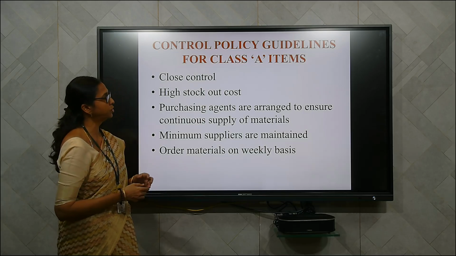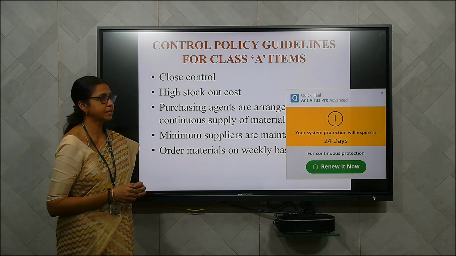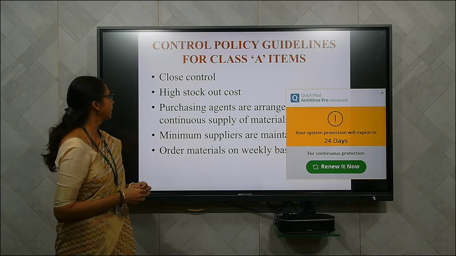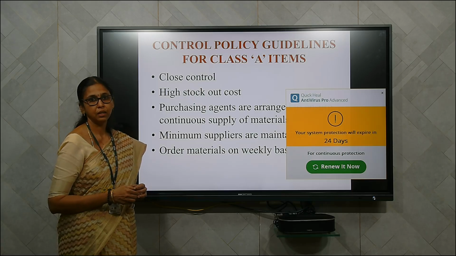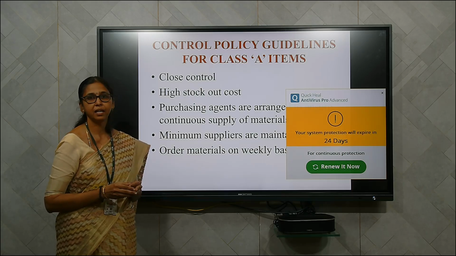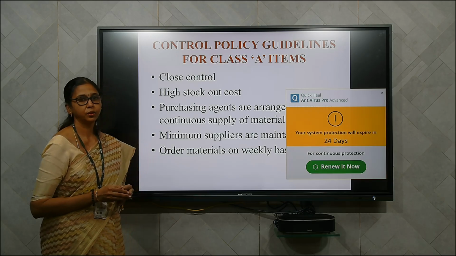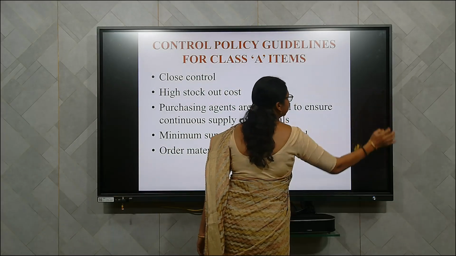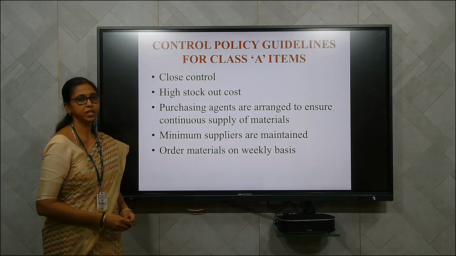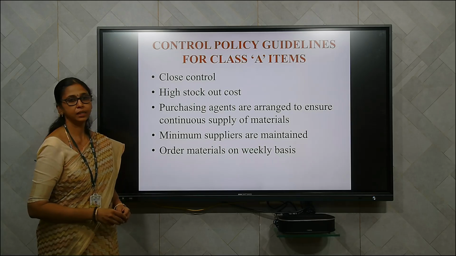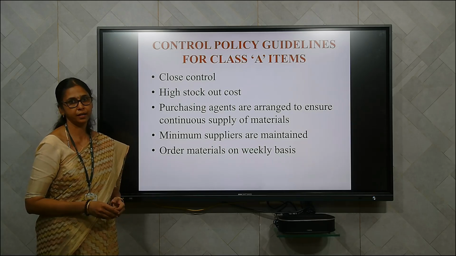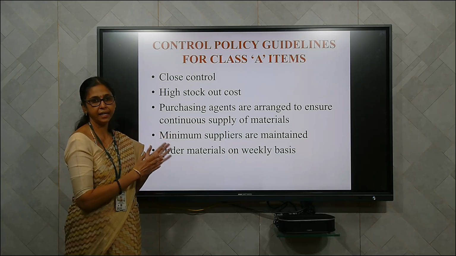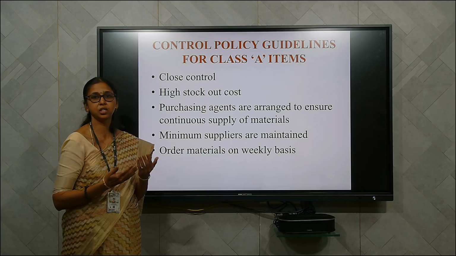There are certain control policy guidelines for class A items. Class A items need close control. They should be given much more importance, with close control and supervision. The cost of being out of stock is much higher. These items are very important for production. An immediate shortage of A items in the inventory leads to shortage or stoppage of production.